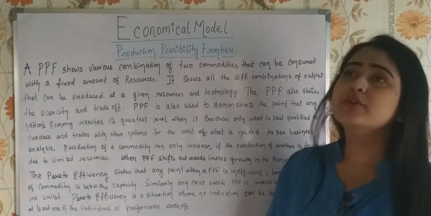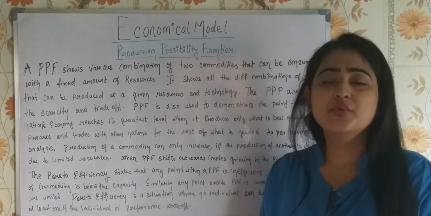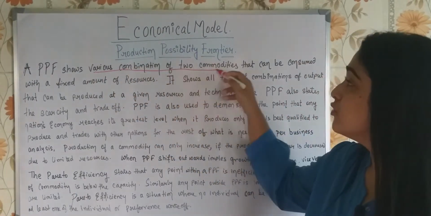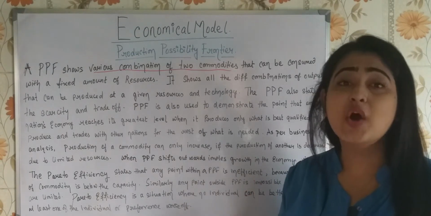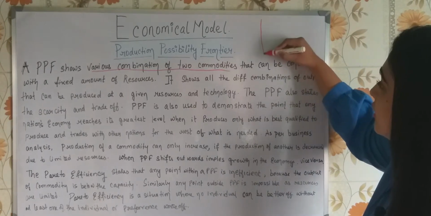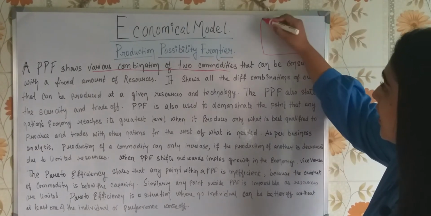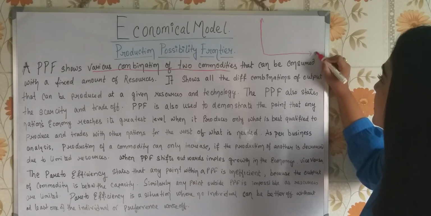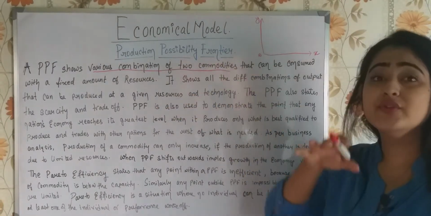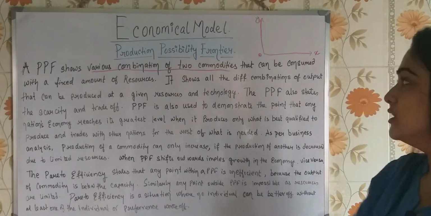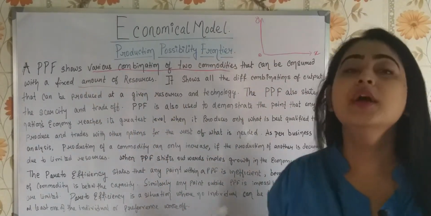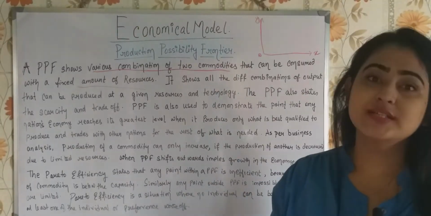Well, what is a production possibility frontier? What does it show? A production possibility frontier shows various combinations of two commodities. In a production possibility frontier, we take into consideration two commodities. So, if I am drawing an x-axis and a y-axis, this is commodity X and this is commodity Y, for example. We are going to take various combinations of two commodities that can be consumed with a fixed amount of resources. Not only consumed, you can also say that can be produced with a fixed amount of resources.